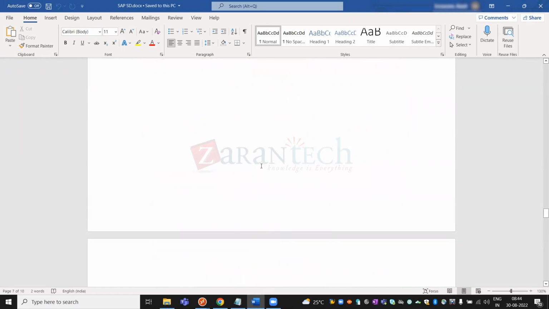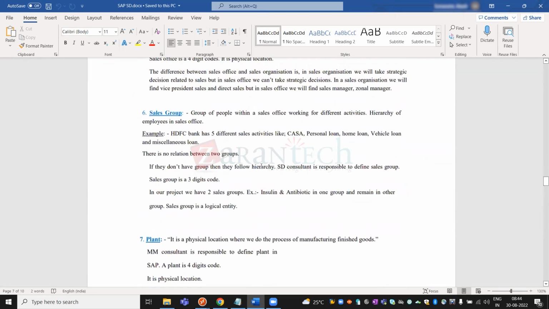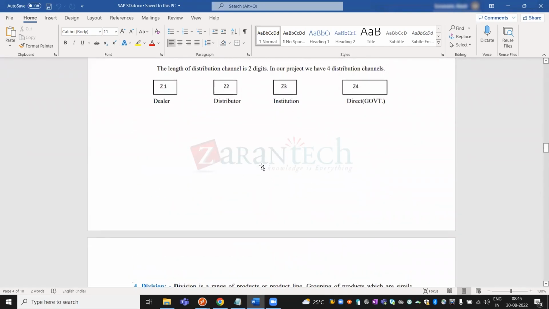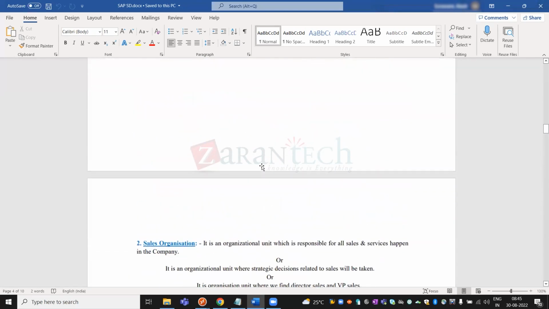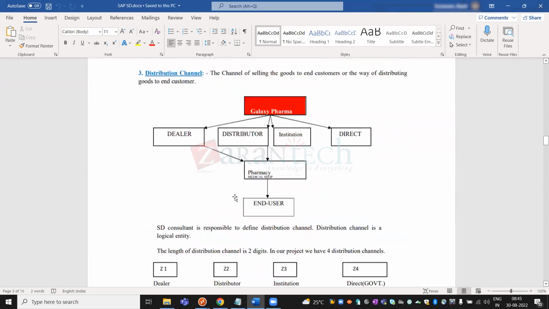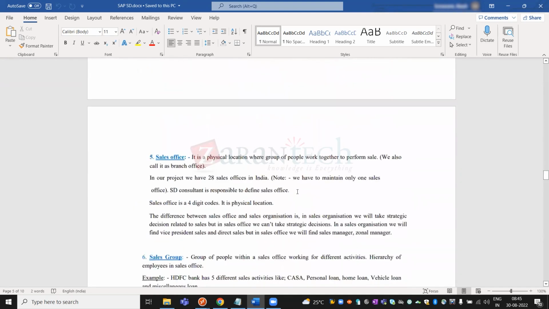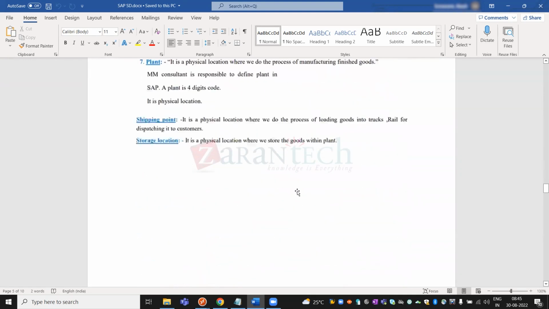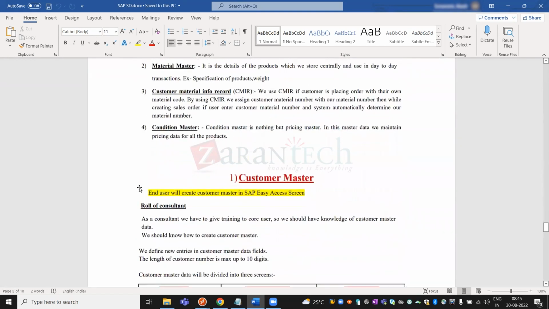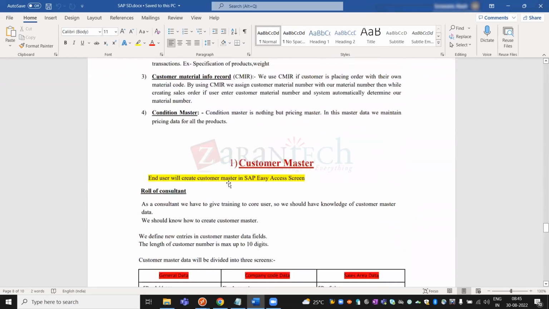We will stop up to this. Any doubt regarding this topic? No. Regarding master data you may have certain doubts, but we will cover in detail what exactly the customer master is. Then we can also cover it in detail.